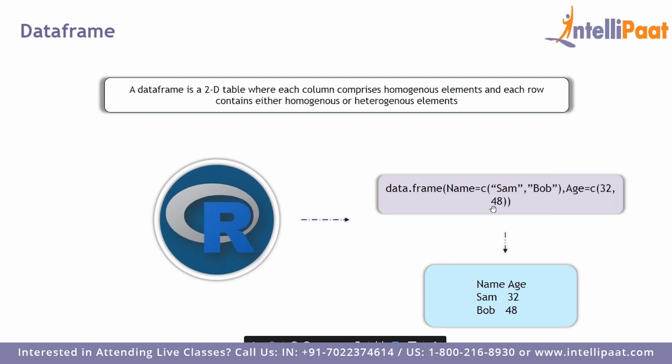So the basic syntax of creating a data frame is data dot frame, and then you say the first column name. name is equal to c of Sam and Bob. So this is what you'll have in the name column. And then comma age is equal to c of 32, 48. So this will give you this result. Name is the column name, age is the column name. Sam and Bob, 32 and 48 are the elements. So one element from the name column and one element from the age column makes one row. Sam 32 is one row. Bob 48 is another row.